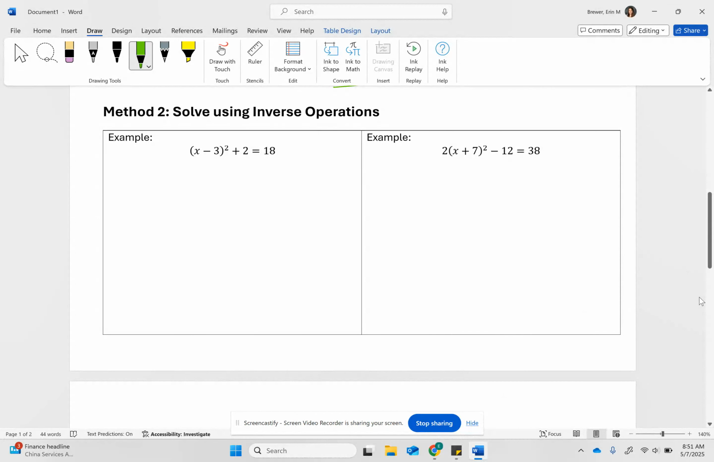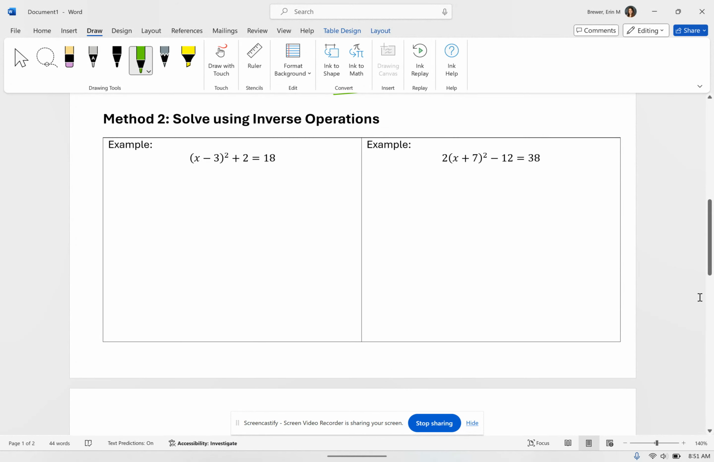For this next method, I'm not going to be factoring and using the zero product property. I'm going to be solving using inverse operations. And I know that I can do this in these two problems because in each of the equations, I only see the variable x one time. So that means I can undo everything and solve this using inverse operations just to get the x by itself.